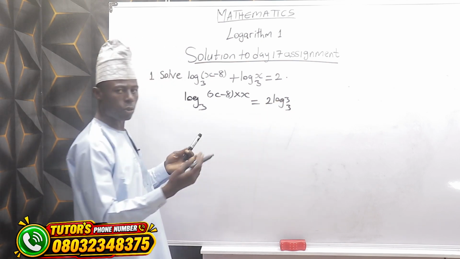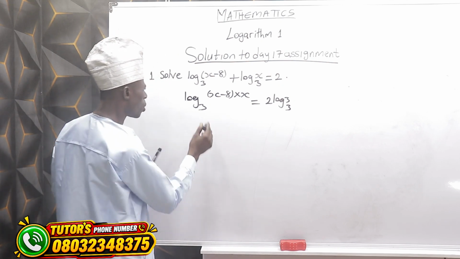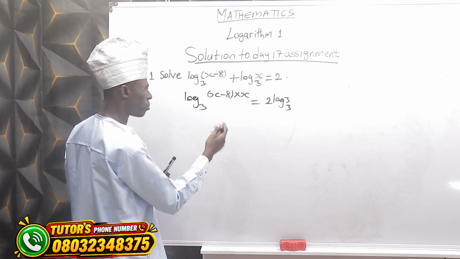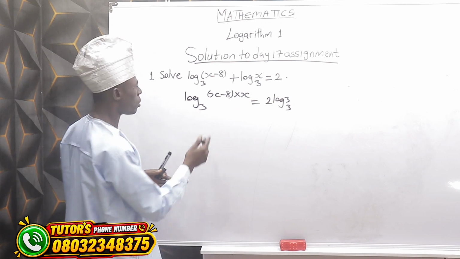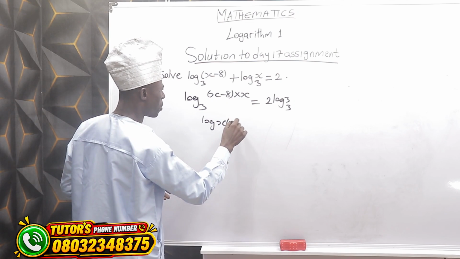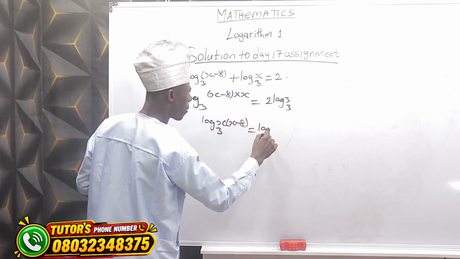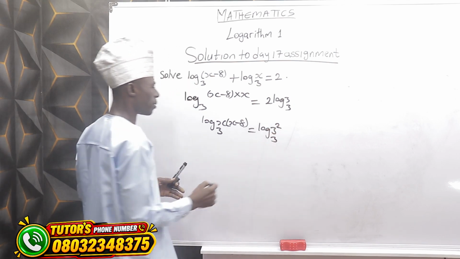Log 3 base 3 is 1. 1 times 2 is 2. It's like I don't change anything there. But it's a method on its own. So this is log x times (x minus 8) base 3 equals log 3 squared base 3.